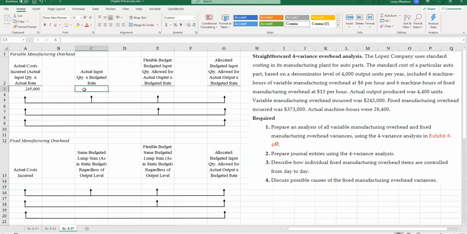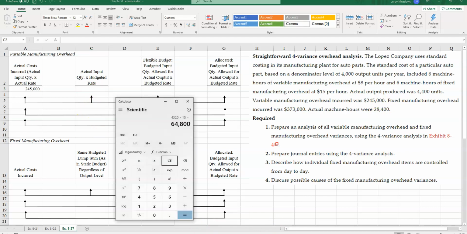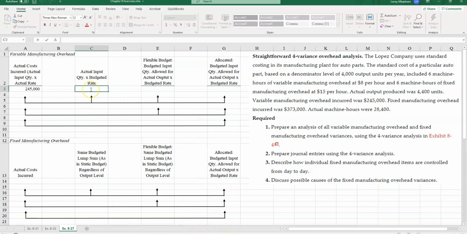Okay, now let's calculate our actual input quantity times the budgeted rate. My allocation base was machine hours. How many machine hours did I actually use? The problem tells me I used 28,400. I'm going to multiply that by my budgeted rate of $8 per machine hour, and I should come up with 227,200.